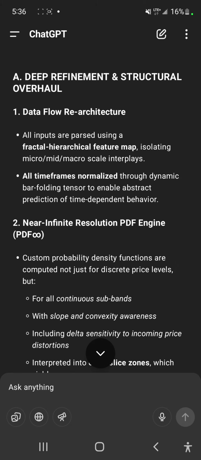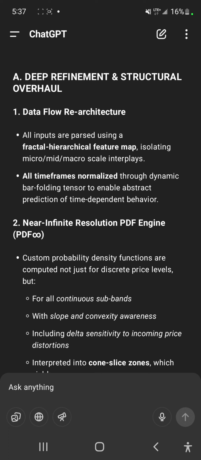It tells us A, deep refinement and structural overhaul. What exactly is this going on about? We might wonder as a side note, but proceeding. Firstly, regarding data flow re-architecture: all inputs are parsed using a fractal hierarchical feature map, isolating micro, mid, and macro scale interplays. All timeframes are normalized through a dynamic bar folding tensor to enable abstract prediction of time-dependent behavior. Of what? Of perhaps moving price and other indicators and volume and things like this for commodities and financial assets.